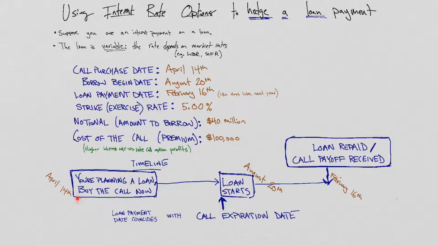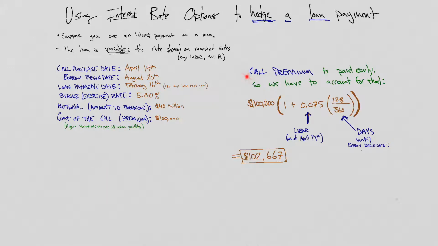So, one thing again to emphasize is that you're getting the call option now, April 14th, but you're not actually getting the loan proceeds. You're not actually doing the loan until sometime later, August 20th. So in other words, the call premium is paid early. And so we need to account for that when we're considering the effective cost of using these interest rate options to hedge. We need to consider the time value of money.